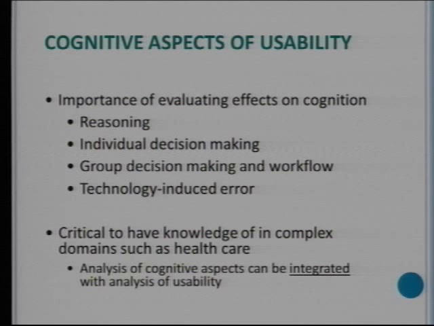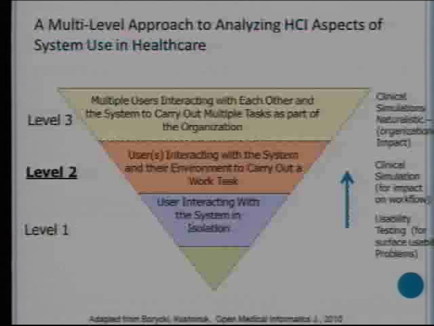So that was our very first study, and then we got interested in cognitive aspects of usability. What was the impact of systems on reasoning, individual decision-making, group decision-making, and technology-induced errors, inadvertent introduction of errors? And we wanted to look at how that could be integrated into usability. So many of the other studies we've done are pure usability, but many are also looking at the impact of usability on work performance and decision-making.